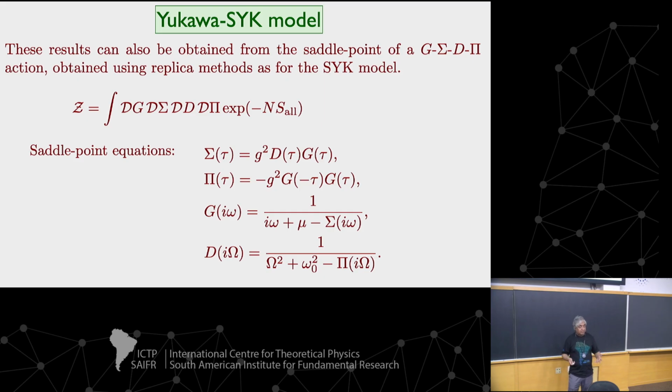So now you have two Green's functions. G is the Green's function of the fermion with its self-energy Sigma, just like in SYK. And D is the Green's function for the phonon with the self-energy Pi, okay? And then the self-energies are functions of the Green's functions. And here it is.